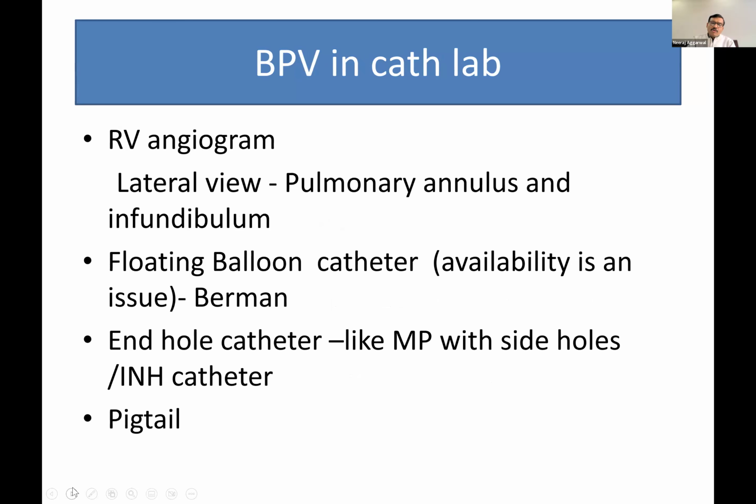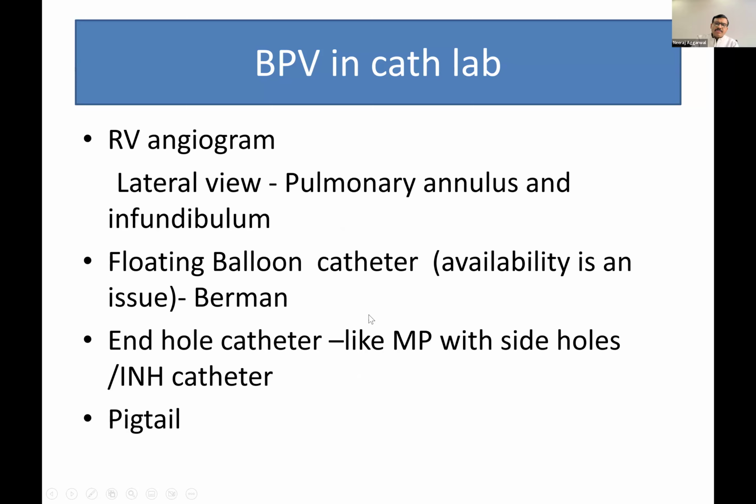Then the RV angiogram, not always done, but if the renal function is okay, I want to have an RV angio to assess the annulus, infundibulum, and the anatomy of the valve, in a lateral view. For the angiogram, you can use a Berman catheter, though there is an availability issue. You can use an ionless catheter, which is commonly available, or an MPA side-hole catheter can also be used.